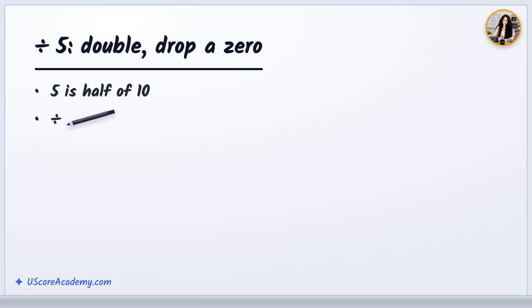Dividing by 5 the slow way takes ages, so let's flip it around. 5 is half of 10, so dividing by 5 is the same as multiplying by 2, and then dividing by 10. Take 240, double it to 480, then drop a 0 to get 48.